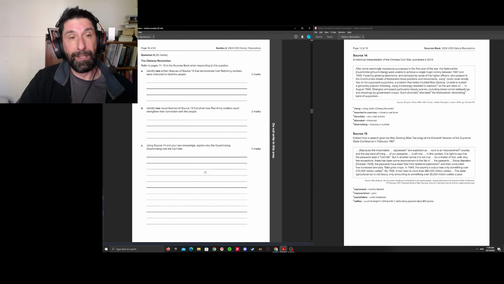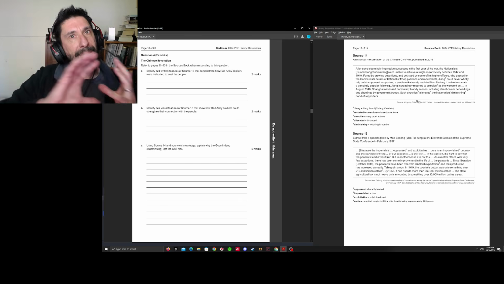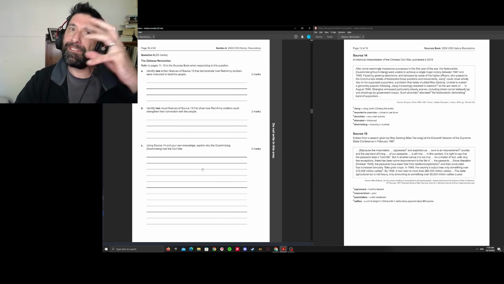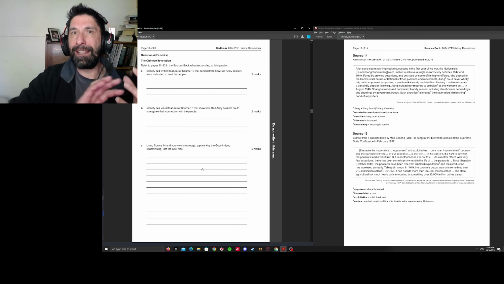You could talk about Jiang Jieshi's leadership. You could talk about corruption within the Kuomintang. You could talk about all the good things from the perspective of the peasants that the CCP did for them. So the big one being redistribution of land, taking land from the landlords and giving that land to the poor peasants.